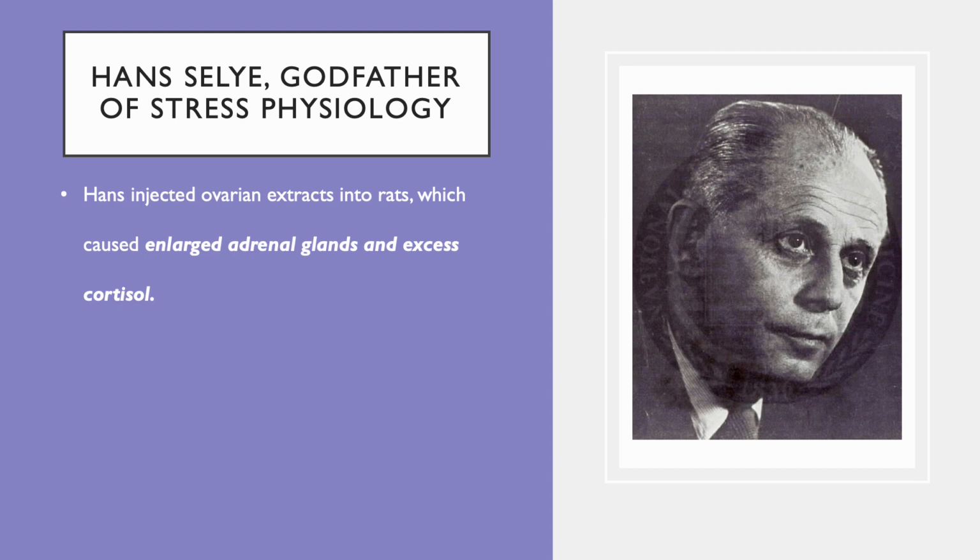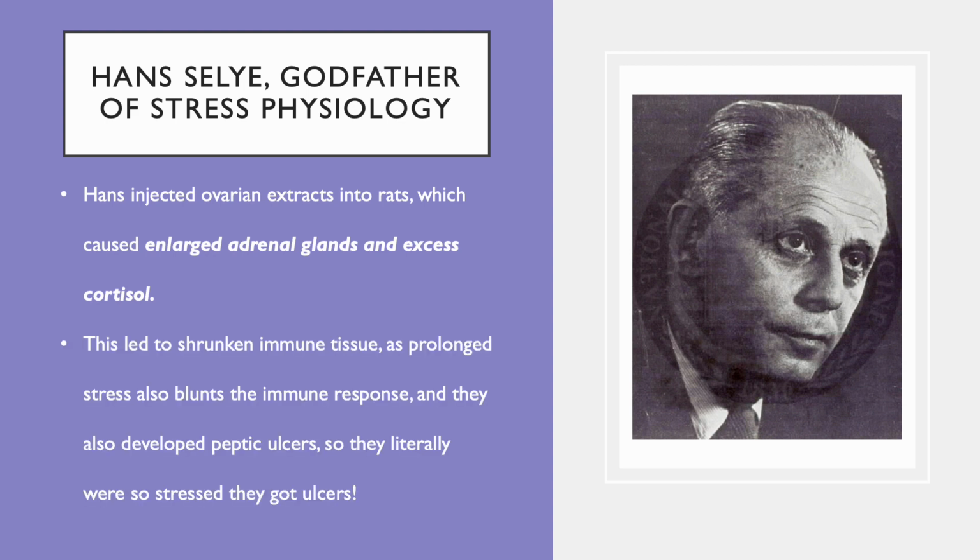So here's Hans Selye. He's kind of known as the godfather of stress physiology, and he performed many different experiments to try to understand how stress blunts the immune response and how that affected animal behavior specifically. In one of his experiments, this was really odd, but he injected ovarian fluids into rats. And this obviously induced different hormone changes in the rats, which caused enlarged adrenal glands. And enlarged adrenal glands, remember that is on the kidney, increased the amount of cortisol that was being produced. This led to a shrunken immune tissue, so different immune organs, and prolonged stress blunted their immune response.